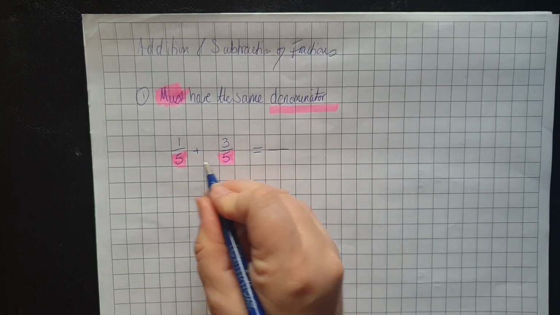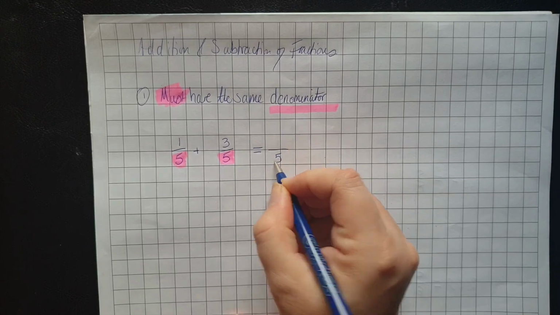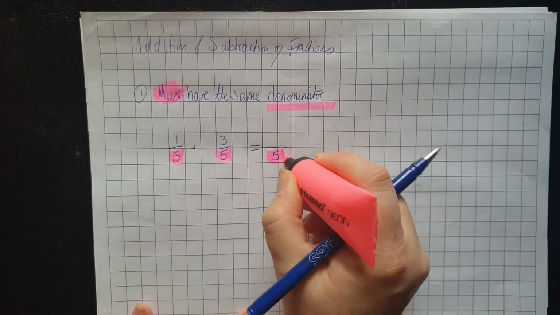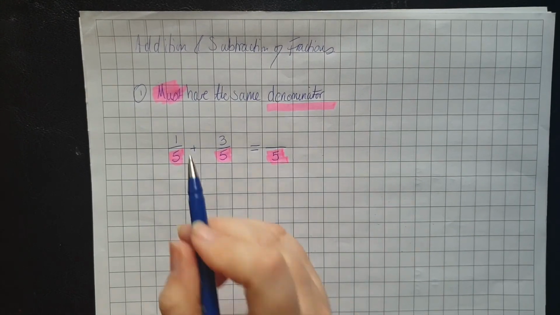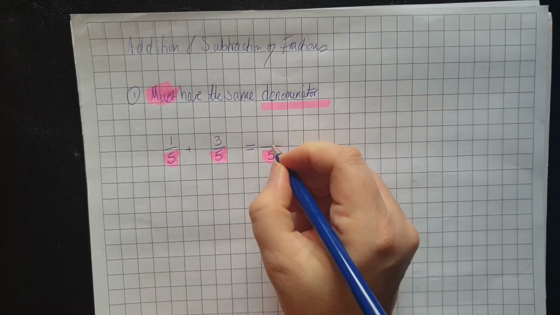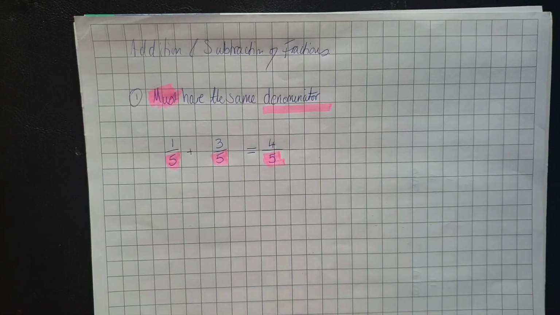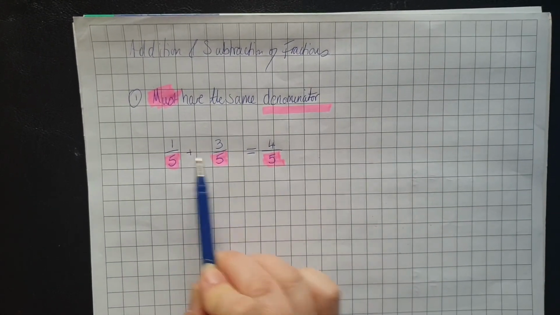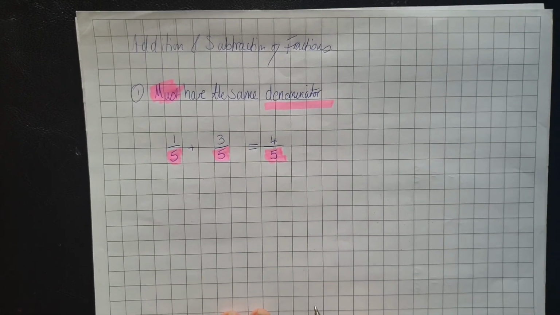So the 5 and the 5, the denominator stays the same. So we can add the fractions. 1 plus 3 is 4. So if the denominators are the same, keep the denominator the same, add the fractions.